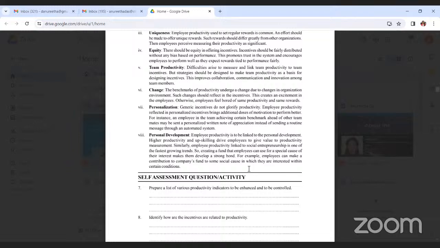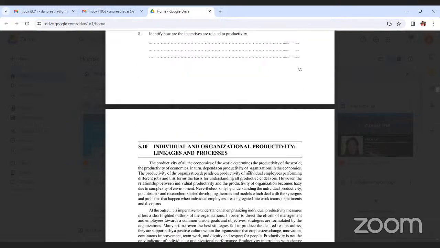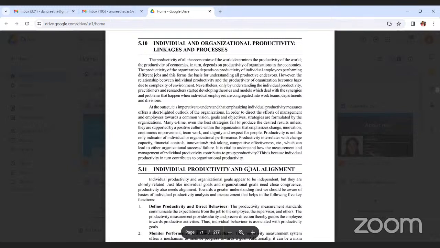For example, employees can make a contribution to the company's fund for some social cause in which they are interested, within certain conditions. What is individual and organizational productivity?